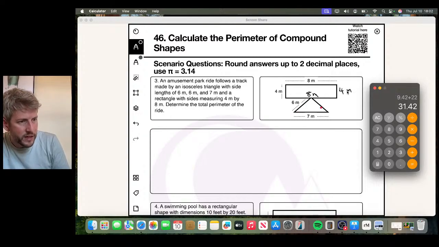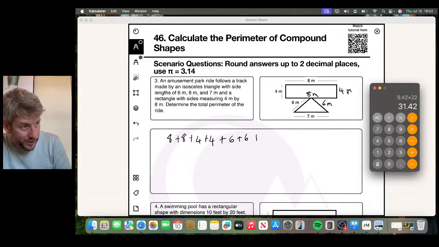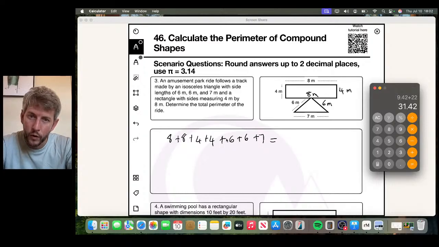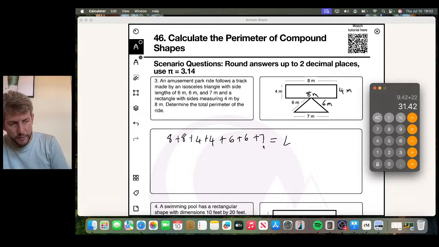And then this is an isosceles triangle, and they've said it's 2 6-meter sides. So this side here must be 6 meters. So let's just add all of these numbers together. So we've got 8, add 8, add 4, add 4, add 6, add 6, add 7. And this will be the total length of the track. So 8 add 8 is 16, add 4 is 20, 24, add the 6 makes us 30, 36, 43. So this should be 43 meters here.